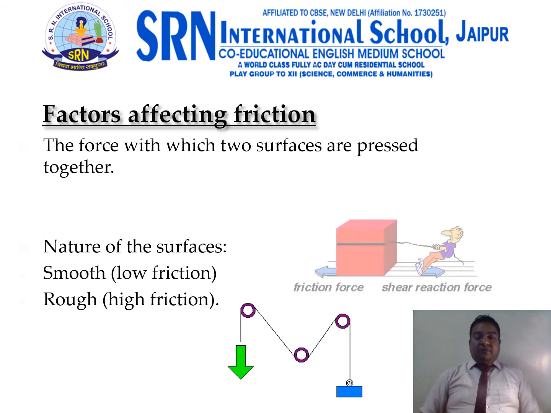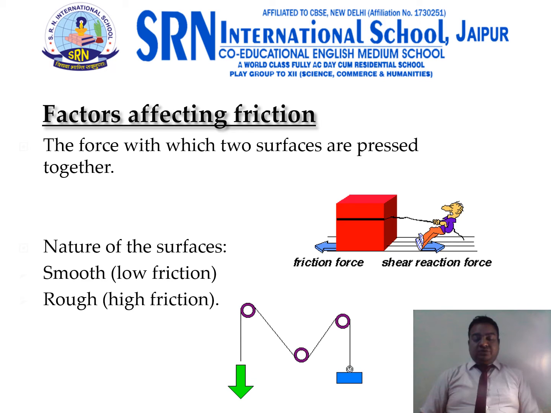Let us now talk about the factors affecting friction. The force with which two surfaces are pressed together, and the nature of the surfaces. If the surface is smooth, then it is low friction, and if the surface is rough, then it is high friction.